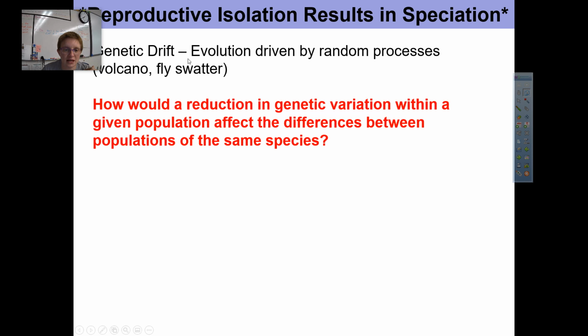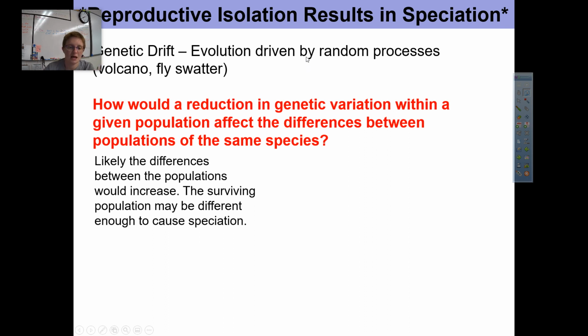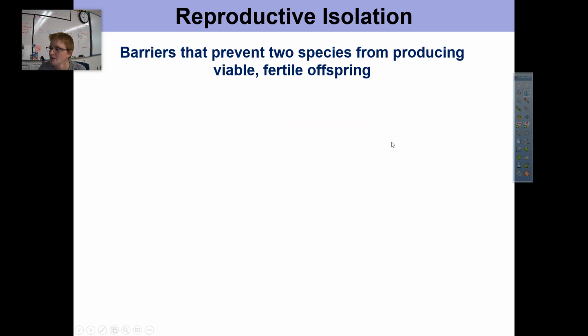This is a way of reducing genetic variation. So how does that affect populations of the same species? It's likely if something happened to the genetic variation of a species, the differences would probably increase. They would probably become more different from each other because they'll probably start becoming separated enough to cause speciation.